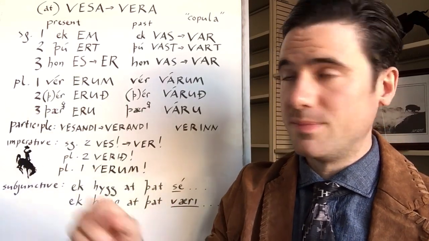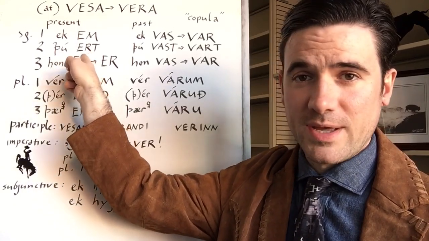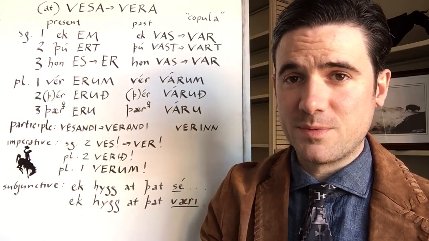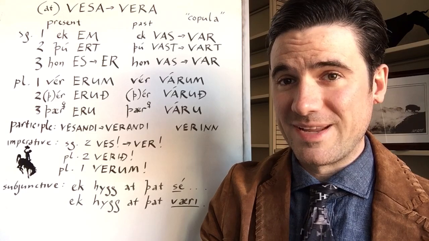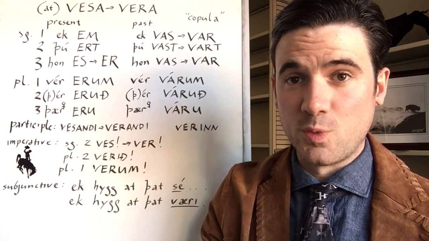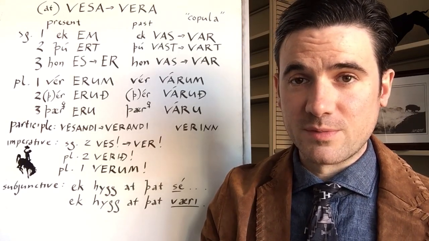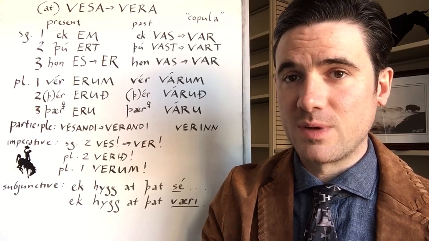Some handbooks will also mention an older form est for ert. My very first published paper was actually about this. I don't believe that est actually existed in the history of Old West Norse, which is what we're dealing with when we're talking about reading Old Norse texts, so I'm not including it here.